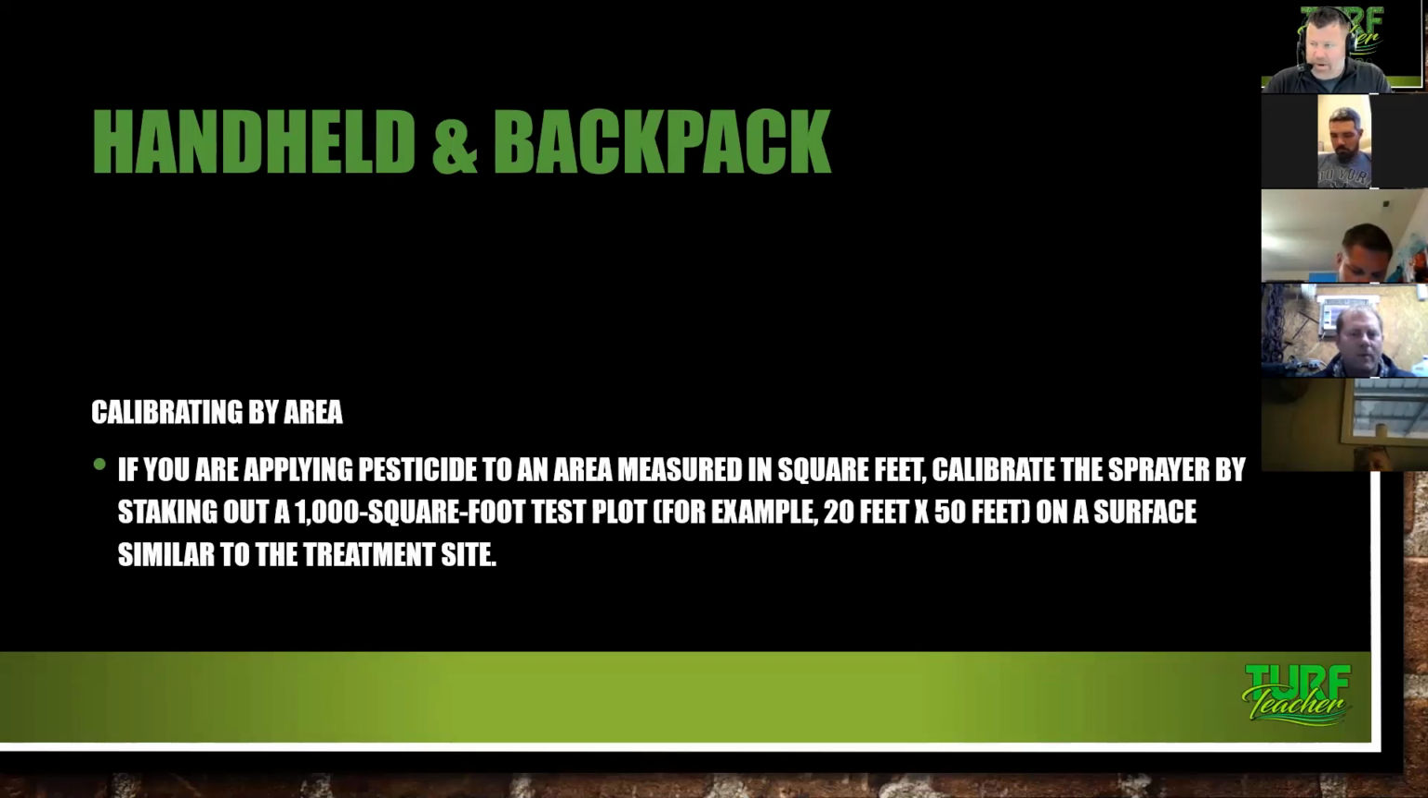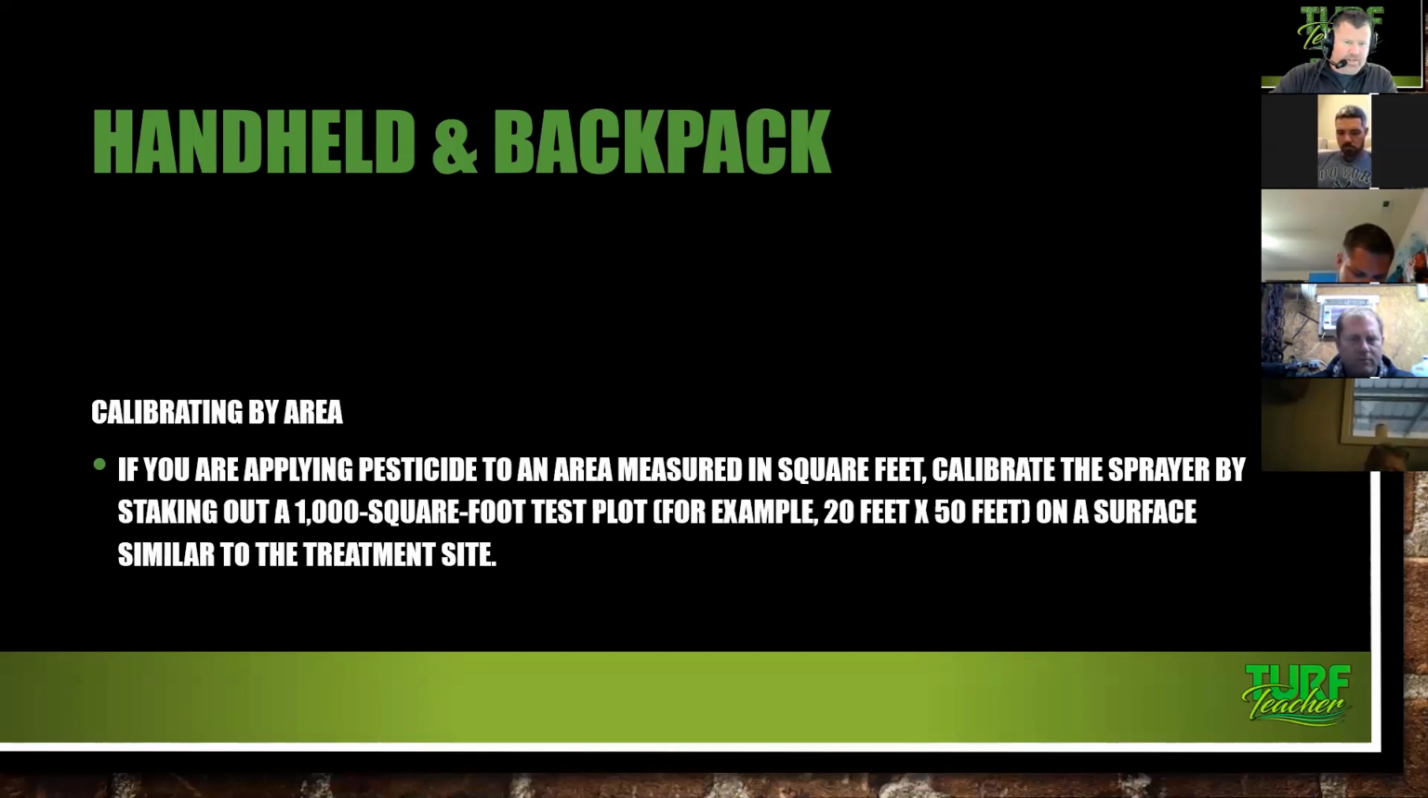So, calibrating it for your backpack. If you're applying pesticide to an area measured in square feet, calibrate the sprayer by staking out a 1,000 square foot test plot, for example a 20 by 50, on a surface similar to the treatment site. Now, you're probably not going to calibrate on grass because you're not going to be able to see it. You're going to do it on asphalt.